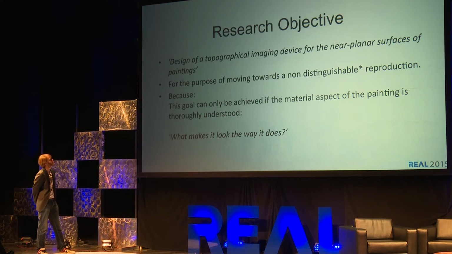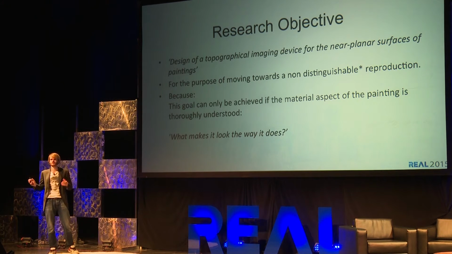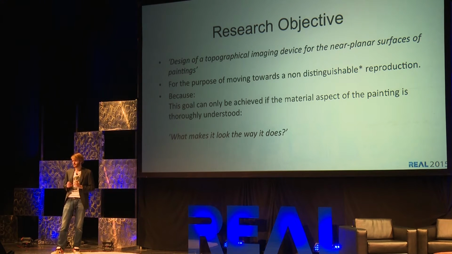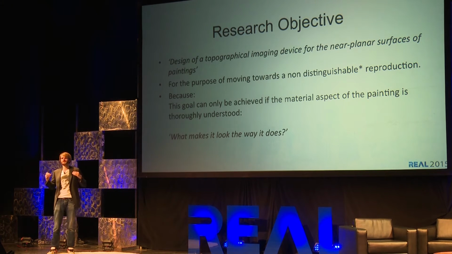Anyway, so our research objective was the design of a topographical imaging device for the near-planar surfaces of paintings, specifically for that. And the purpose was of moving towards a non-distinguishable, for the normal observer, reproduction. And we want this because we can only achieve this if the material aspect of the painting is thoroughly understood. So if we can answer the question, what exactly makes this painting the way it does?